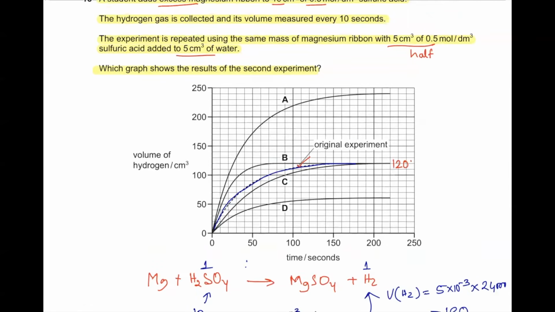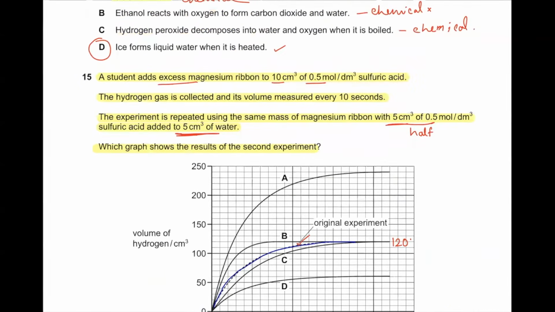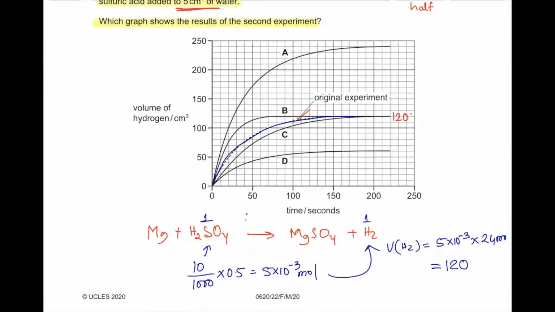Using a lower concentration, because we are adding 5 cm³ of water to fill up that particular 10 cm³ volume, will slow the rate of reaction. So C will be the correct answer, because it reaches the same height, but it is a slower rate.